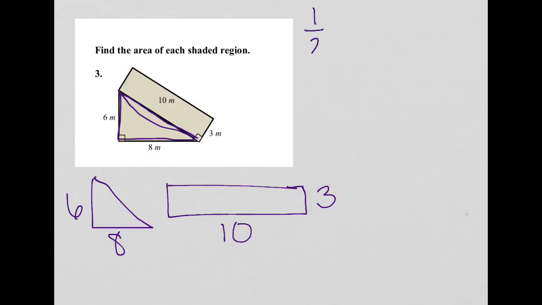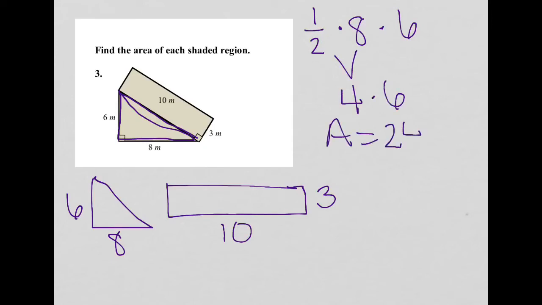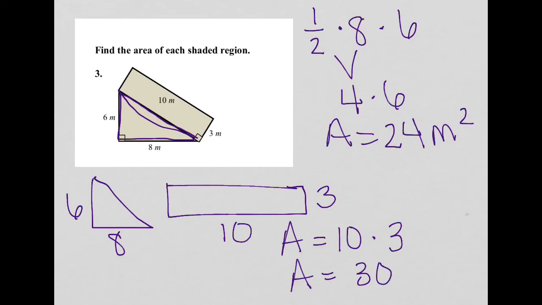I'm going to start with the triangle, so 1/2 times the base times the height. 1/2 times 8 is 4. 4 times 6 would give me an area of 24 meters squared. Then I move on to the rectangle, which would be just 10 times 3, base times height. So the area is 30. Now I'm going to take 30 and 24 and add them to give me a grand total of 54 meters squared.